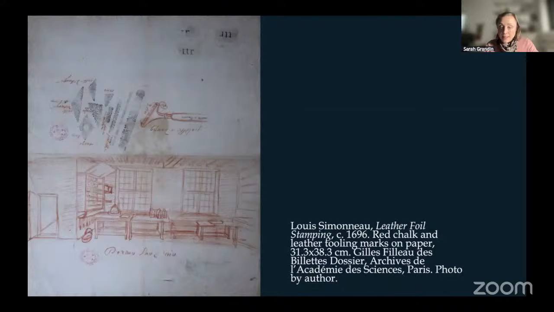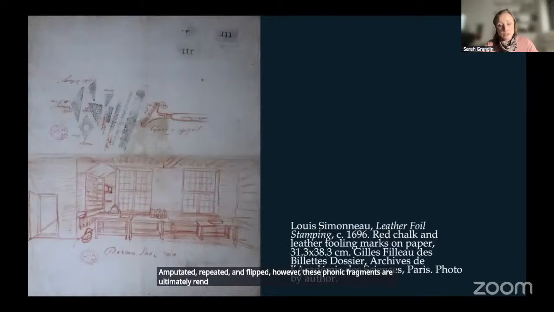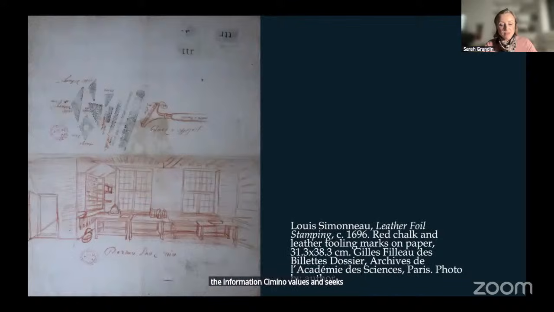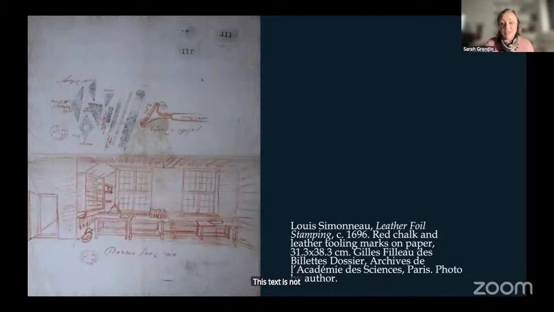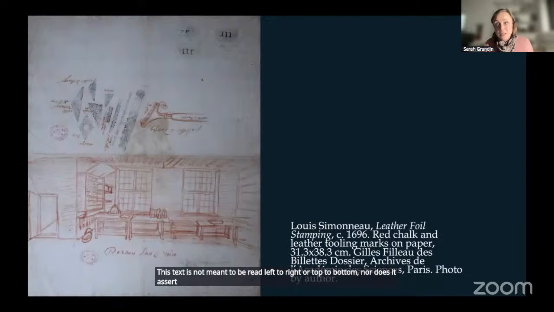Amputated, repeated, and flipped, however, these phonic fragments are ultimately rendered nonsensical. The information Simonot values and seeks to preserve is not to be found in a string of letters that produce a verbal description, but in a physical trace, the matter and contours of which do the work of signifying. This text is not meant to be read left to right or top to bottom, nor does it assert any sort of semantic coherence.